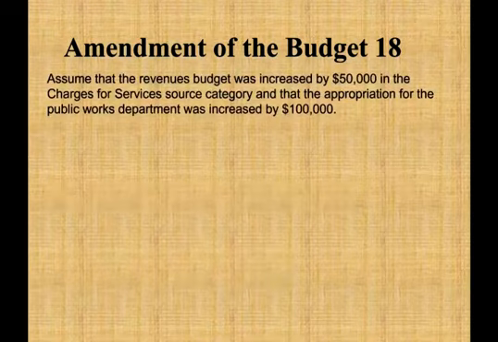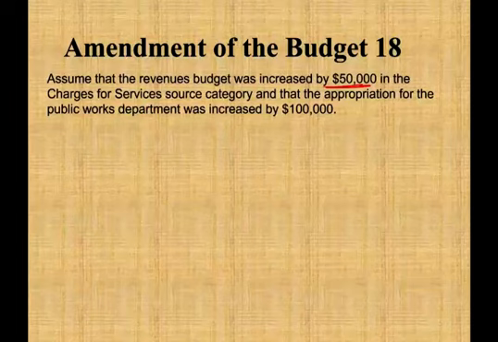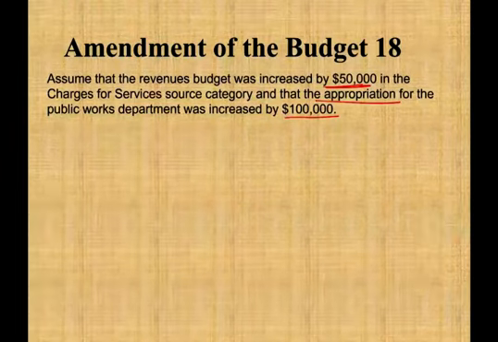So now what happened here? Assume that the revenue budget was increased by $50,000 in the charges for services. So basically they expect to receive more, $50,000. And that the appropriation for the Public Works Department was increased by $100,000. So good news, we increased it by $50,000, but our appropriation increased by $100,000. So our expenditure increased by $100,000.